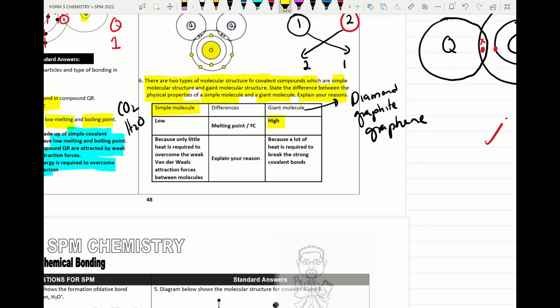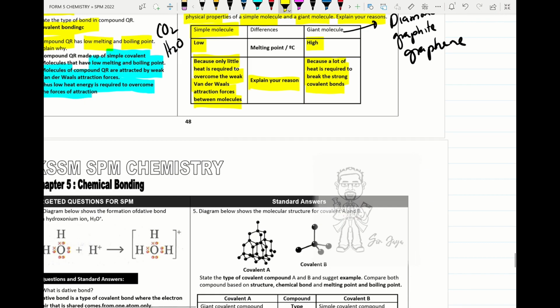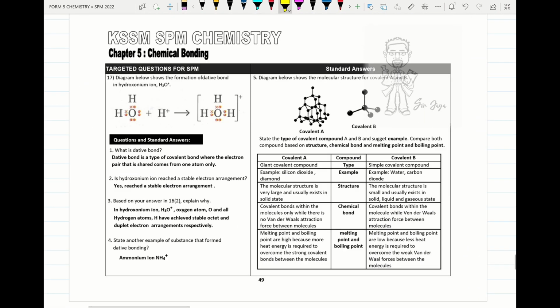Giant covalent compounds have high melting and boiling point. Simple covalent compounds have low melting and boiling point. How to explain? Only a little heat is required to overcome the weak van der Waals forces of attraction between molecules. For giant covalent compounds, there are no weak van der Waals forces of attraction. Therefore, a lot of heat is required to overcome the strong covalent bonds. So we move on to the next essay question.